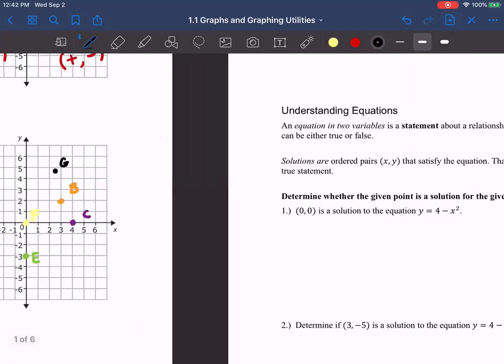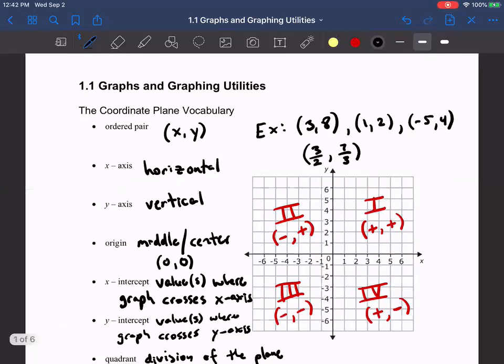Okay, next part, we're starting on equations. So I'm going to do a real quick little pause here and see if we have any questions.